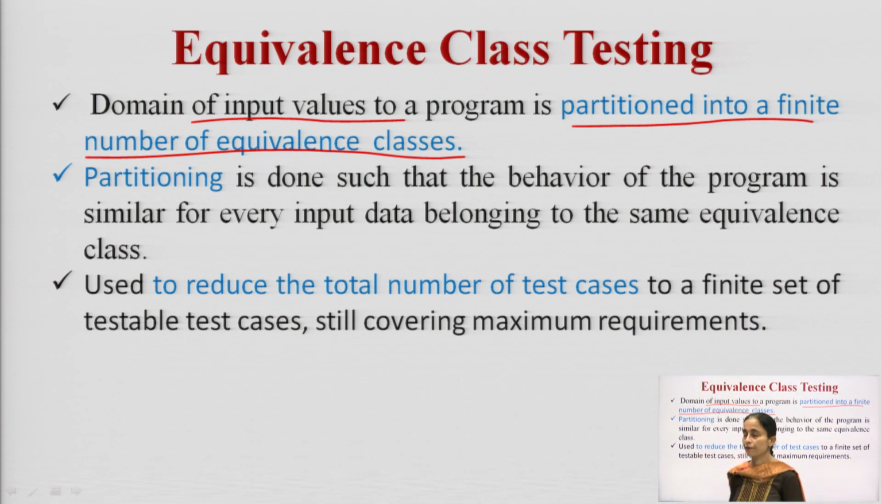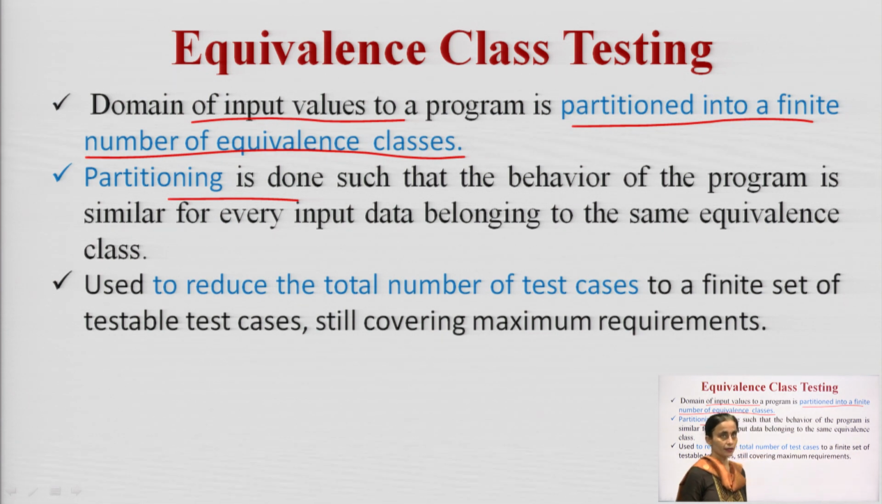That means I am going to check the behavior of my program as per the input values, and those input values are being partitioned into a finite number of equivalence classes. How is this partitioning done? It tells the behavior of the program: for every input data, I decide which equivalence class it belongs to, and that is how I do the partitioning.